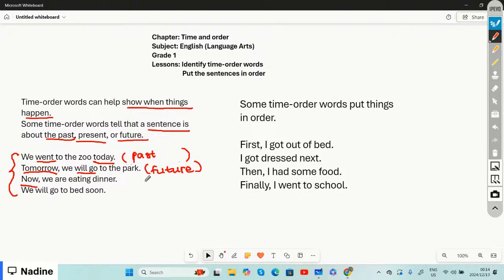Then here it says, now we are eating dinner. So the word now tells us when things happen, and this is present because it's something that you're doing now. Now we are eating dinner.